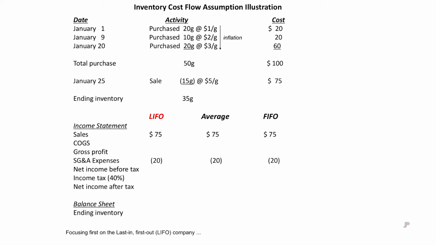Focusing first on the last in, first out LIFO company. Here, management assumed that oil from the last in, most recent January 20 purchase was sold first, meaning the cost of goods sold came from the January 20 purchase at $3 per gallon, $45, 15 gallons times $3. And ending inventory is valued at $55, containing 20 gallons at $1 per gallon, plus 10 gallons at $2 per gallon, plus 5 gallons at $3 per gallon, for a total of 35 gallons at $55.